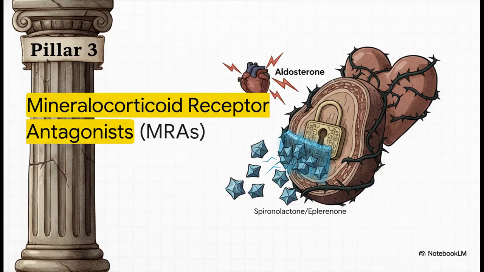Okay, pillar number 3 is an MRA, like spironolactone. These drugs block a nasty hormone called aldosterone, which makes the body hold on to salt and water and causes scarring in the heart muscle. Adding one of these gives a huge survival benefit.